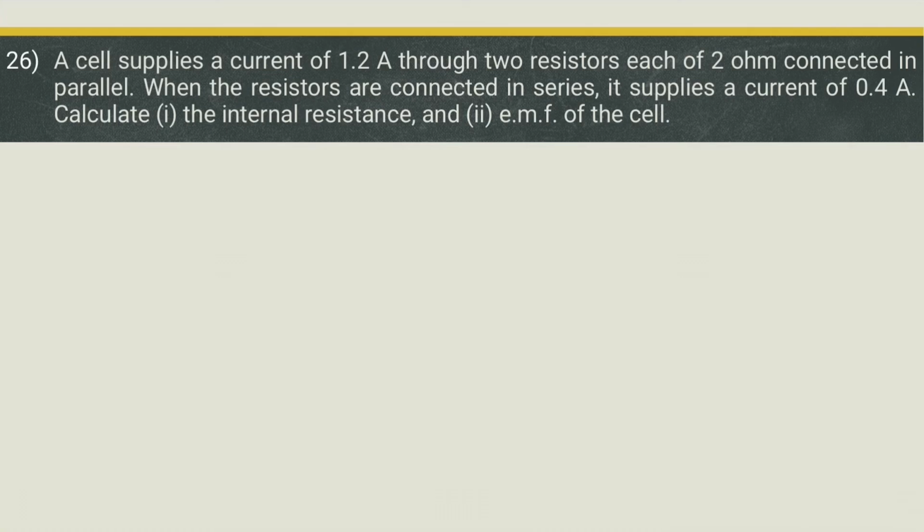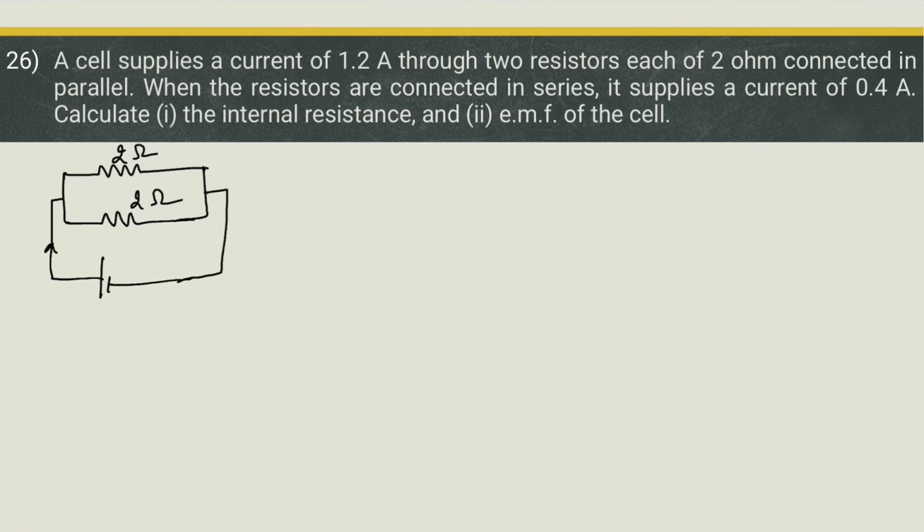Numerical number 26. A cell supplies a current of 1.2 ampere through two resistors, each of 2 ohm, connected in parallel. So let me draw the circuit diagram first. There are two resistors, each of 2 ohm, and they are connected in parallel with each other. And that combination is connected to a cell. Cell supplies 1.2 ampere current to this circuit.